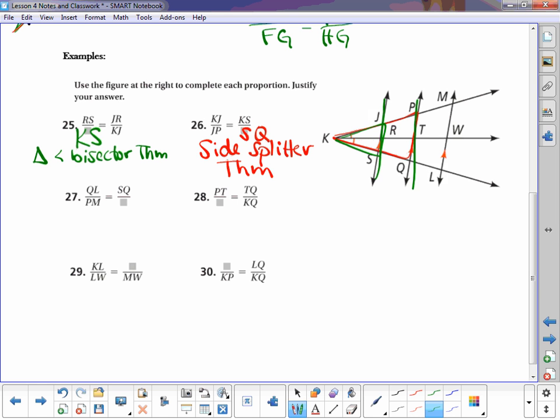Alright, I want you guys to go and try 27, 28, 29, 30. You're filling in what matches or what corresponds to that box, as well as what theorem or corollary you used. Take a couple minutes to try that.